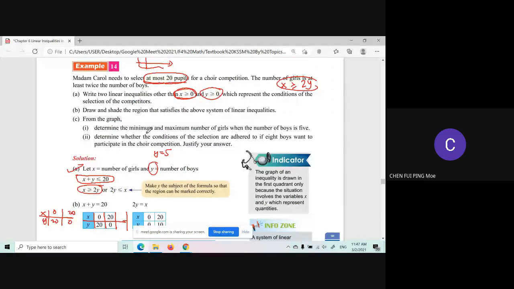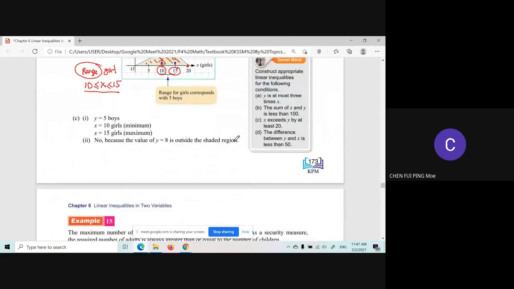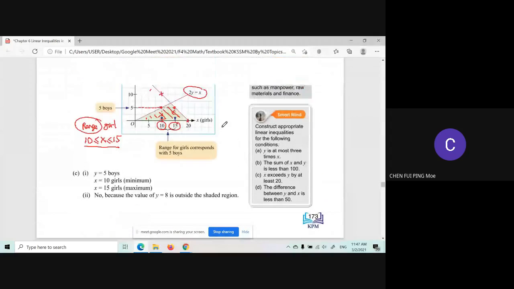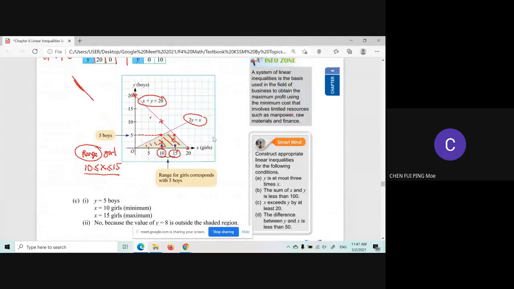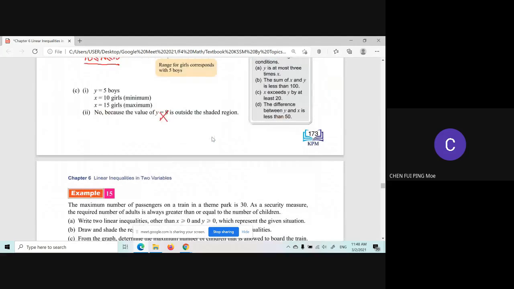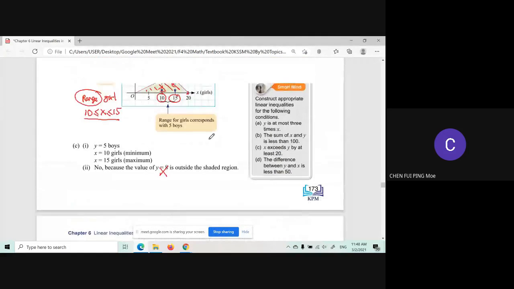C2. Determine whether the conditions of the selection are adhered to if 7 boys want to participate in the choir competition. Justify your answer. Is that possible? 7 boys want to join. So the answer is no. Why no? You see, 5 people here, then add around, and here is 7.5, right? Add people around here, so you compare. See? Totally don't have. The region is outside the region. This one is outside the region, meaning that totally cannot accept when boys have added people. Is that clear?